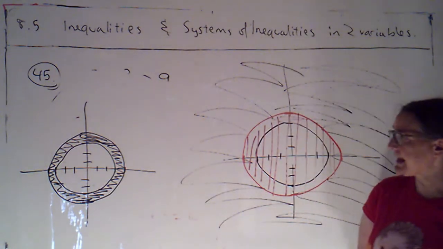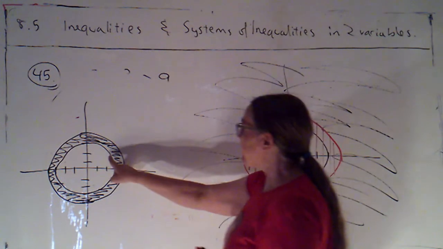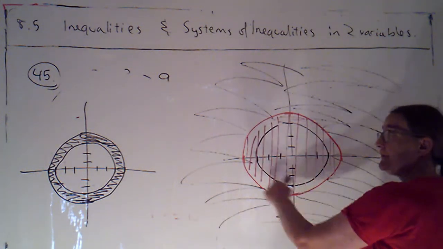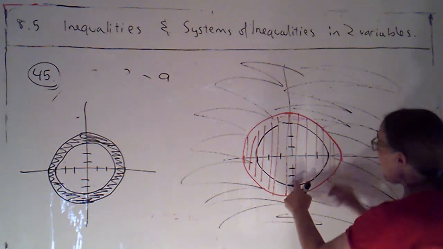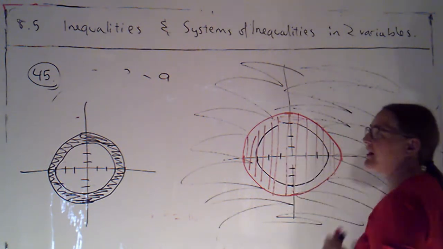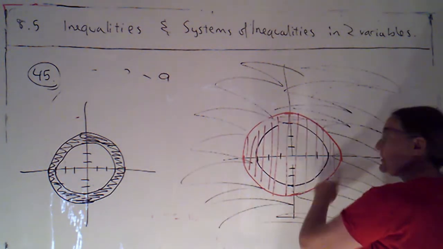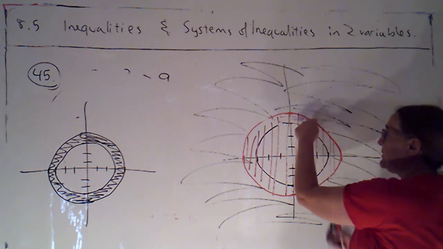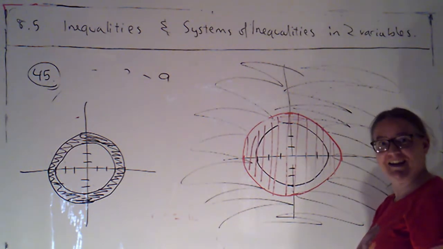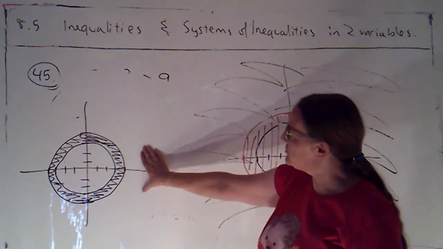And in this case, I do want to include both boundary curves. That smaller circle is included because it was a solid curve for the first inequality, and it's inside the red circle, so it got shaded in red as well. The bigger circle is included because it was a solid curve when I graphed that inequality, and it's outside of the bigger circle, so it got shaded that first time as well. So this is my solution set.